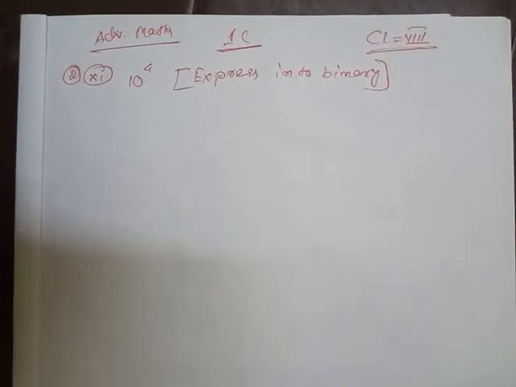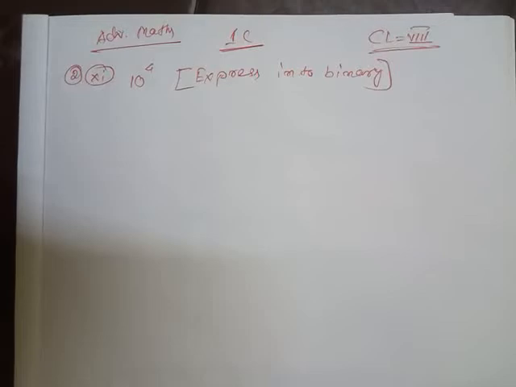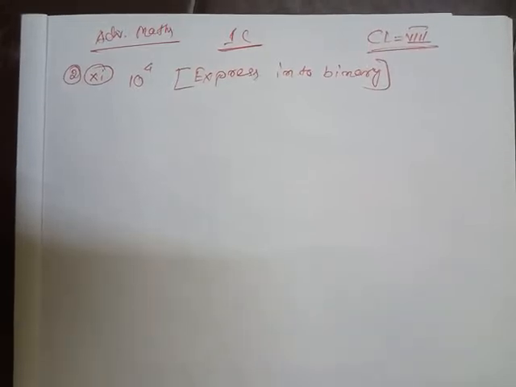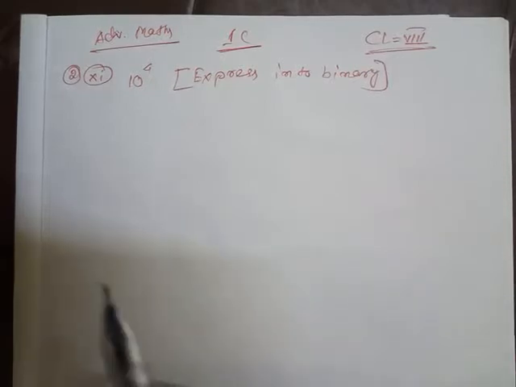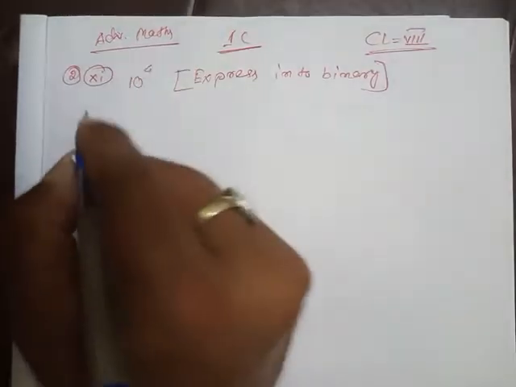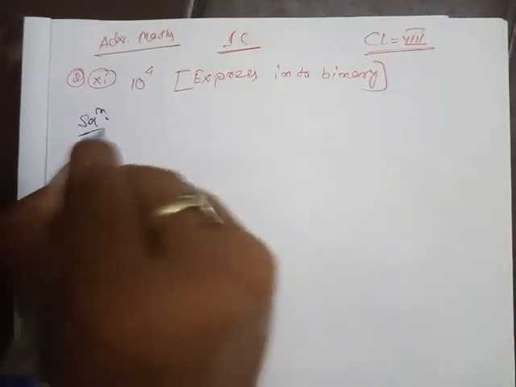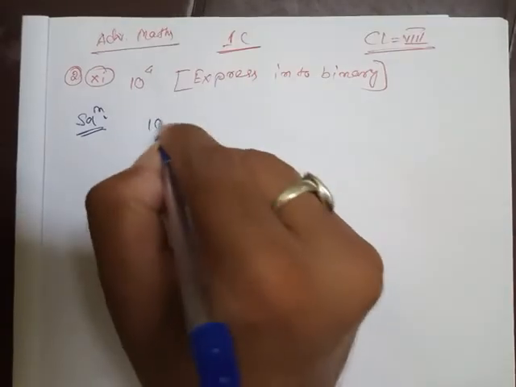Students, now we are going to solve 1C class 8 advanced maths. Question number 2, Roman 11: 10 to the power 4 expressed into the binary. Similar to the way I did in the earlier 2 videos, we have to follow the same rule here also for converting the decimal value into the binary. Now look here student, first of all I will write here the solution, and we'll write the question again: 10 to the power 4.